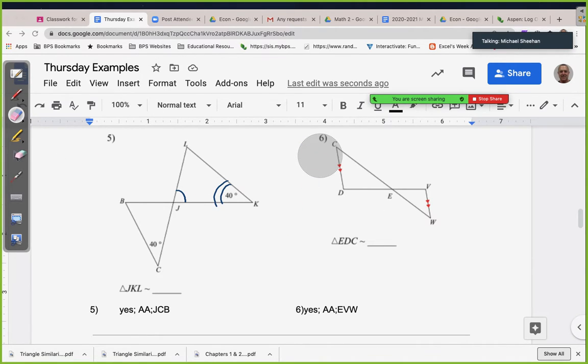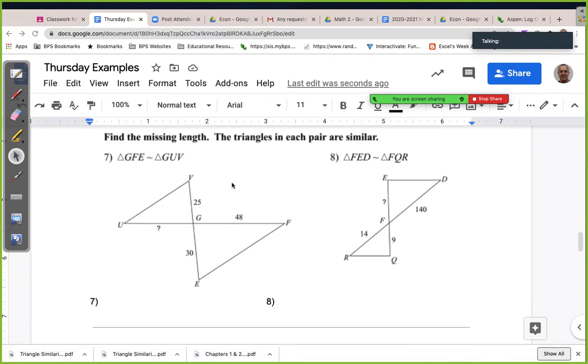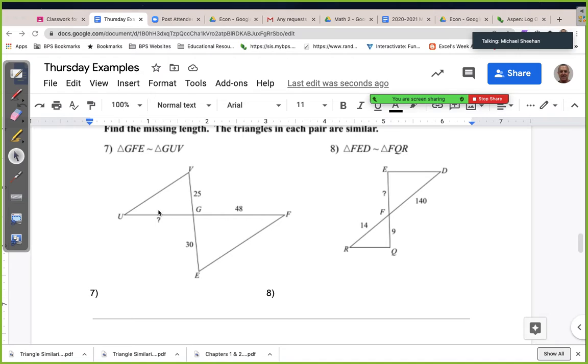New kind of problem here. And these problems, they tell me that triangle GFE is similar to triangle GUV. And my goal is to find the missing side length.